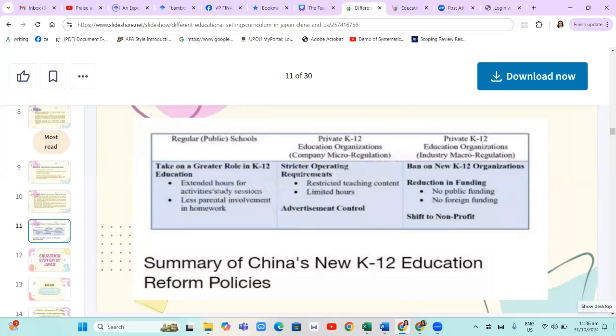For the private K-12 education organizations, which is also called industry macro-regulation, there will be a ban on new K-12 organizations. There will be reduction in funding. There is no public funding and no foreign funding. This will be shifted to a non-profit.